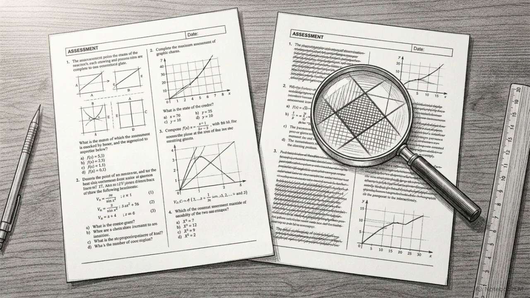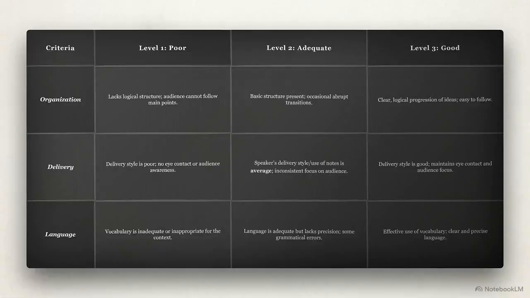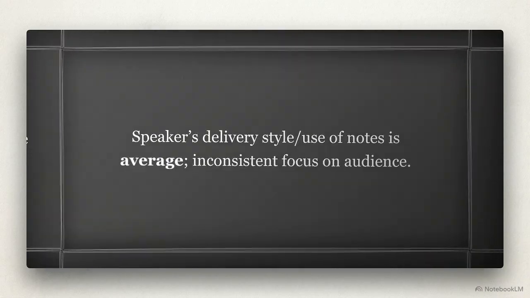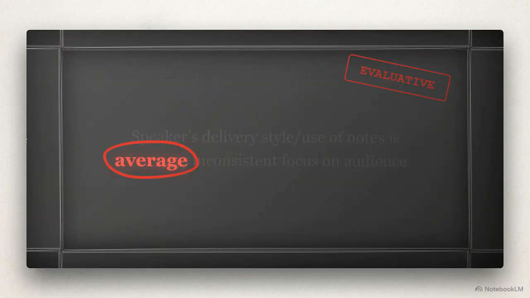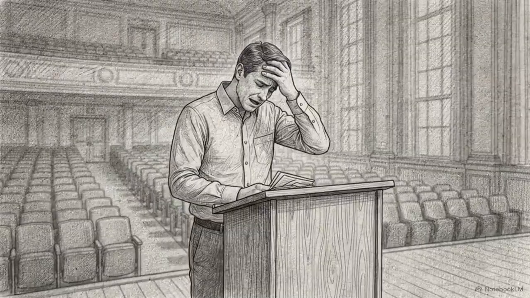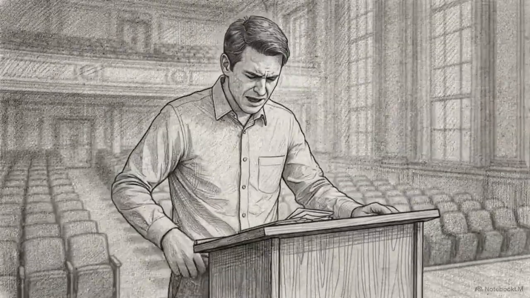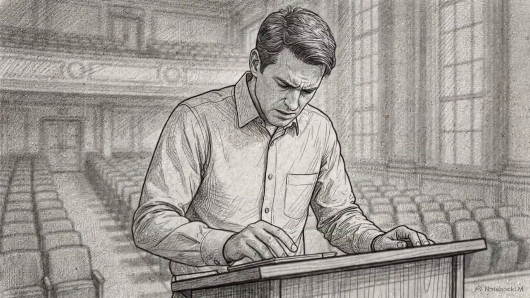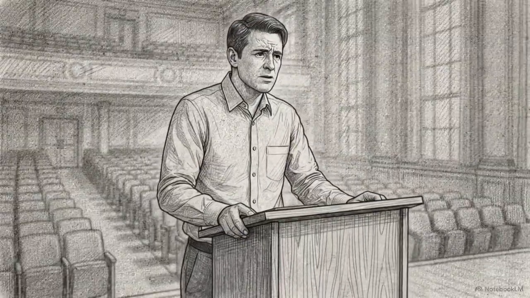We can see the impact of this distinction by comparing two assessment tools analyzed in the 2018 study. First, consider an oral communication scale from a 2010 study by Avanzino. For adequate delivery, the matrix describes the speaker's style and use of notes as average. This creates a problem for the learner. A student cannot use the word average to physically adjust their performance or improve their next speech.